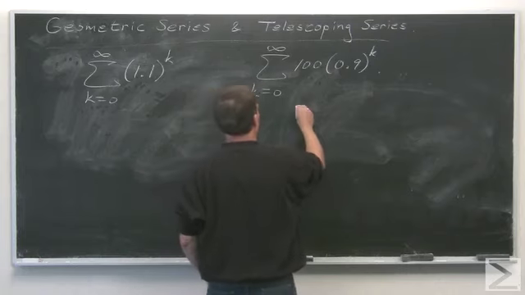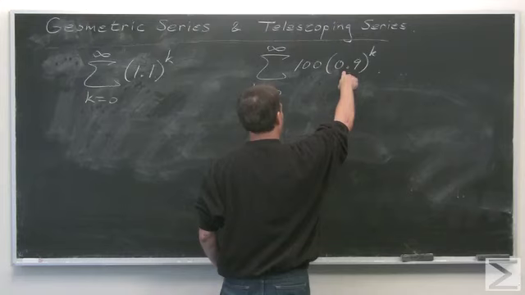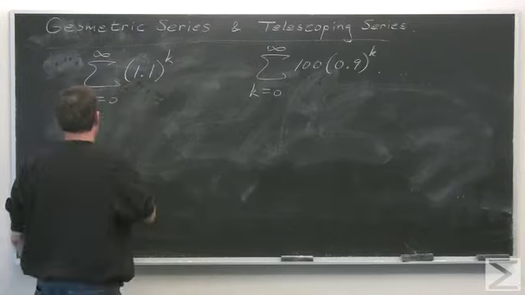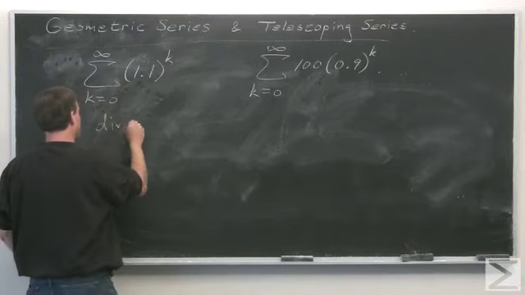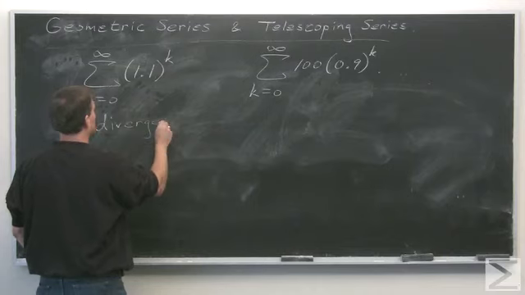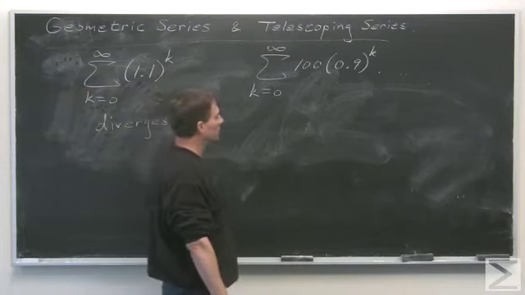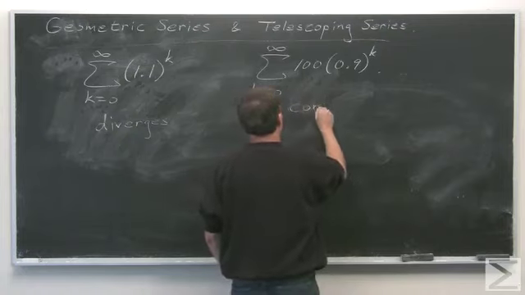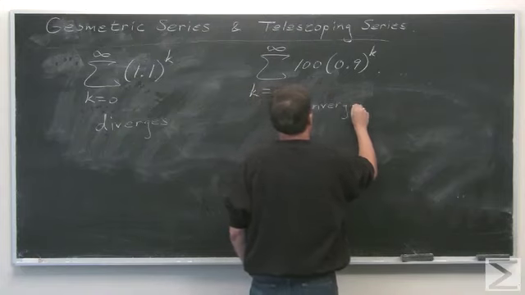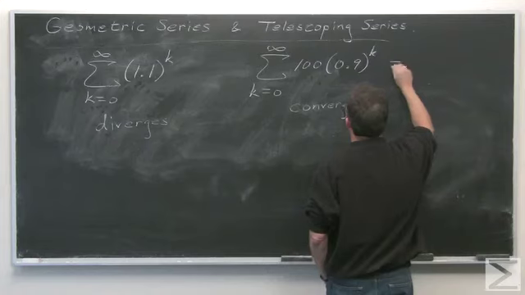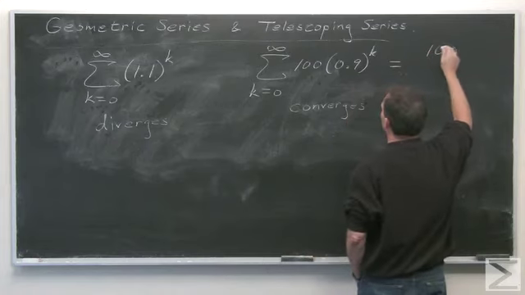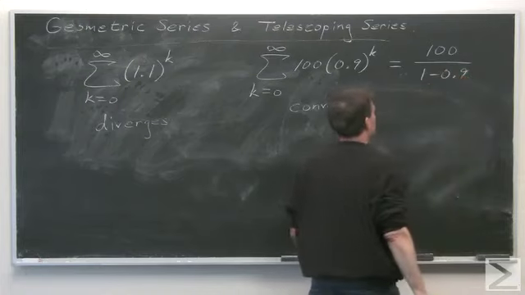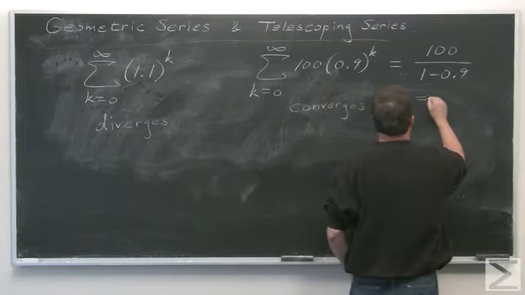This converges. The theorem tells us quickly, 0.9 has absolute value less than 1. 1.1 has absolute value greater than 1. You should be able to tell immediately. This one diverges. It's a geometric series where the r is greater than 1. And this one converges. And what this one converges to is easy. It equals the a, the initial term, over 1 minus r. So this is 100 over 1/10. It converges to 1,000.